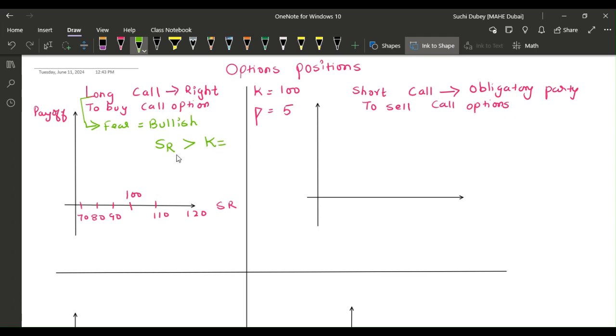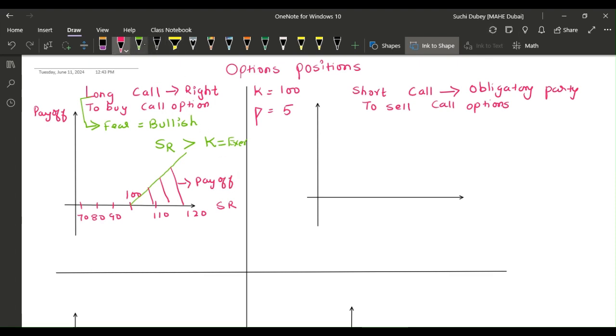Given this position, I ask: the spot rate is more than 100, will he exercise? What's your answer? You will say yes, he will exercise, because he will be buying at 100 when the spot rate is 110 or 120. So if the spot rate is greater than your strike price, that's where he will exercise. And the higher the spot rate, the higher will be his payoff.